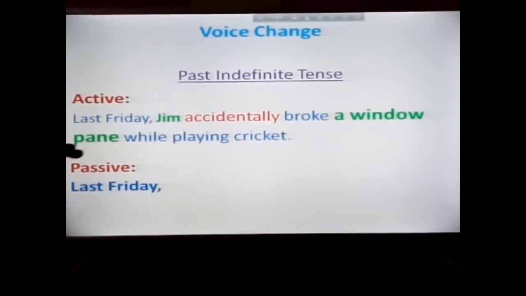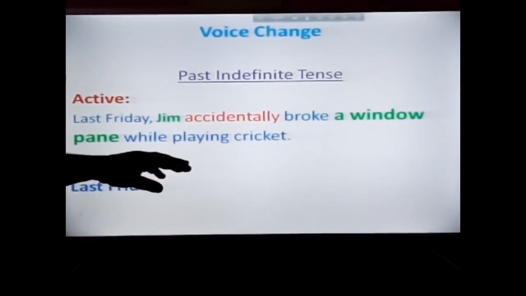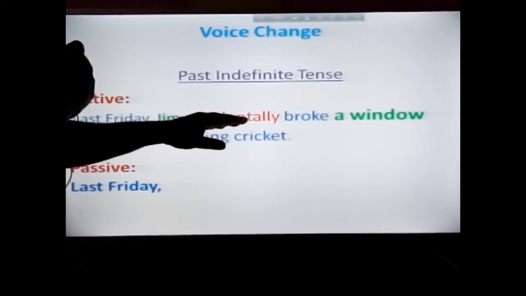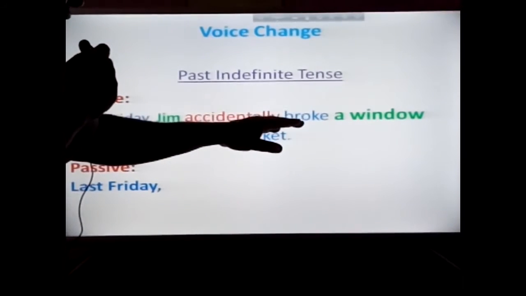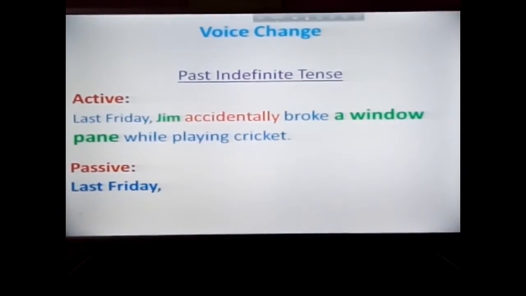Let's ask this main verb of the active sentence a question with what? Jim accidentally broke what? The answer is a window pane. So you see, again, we asked the main verb a question with what, and we got the object as the answer. And now we use that object as the subject of the passive sentence.